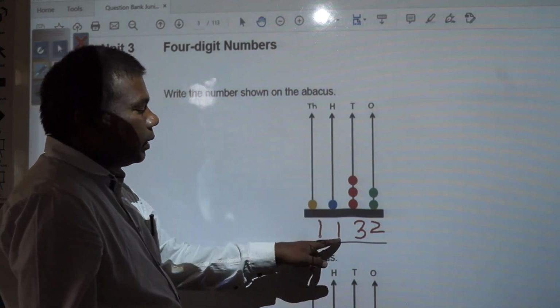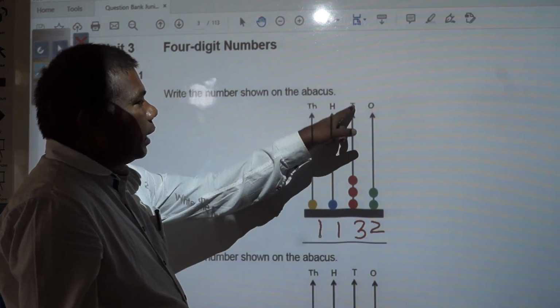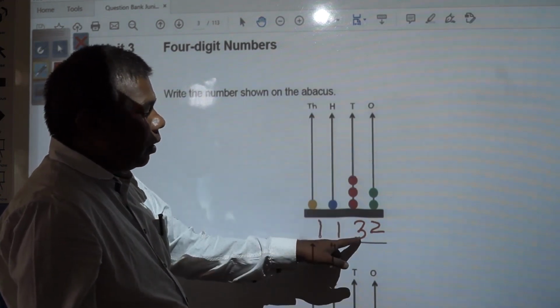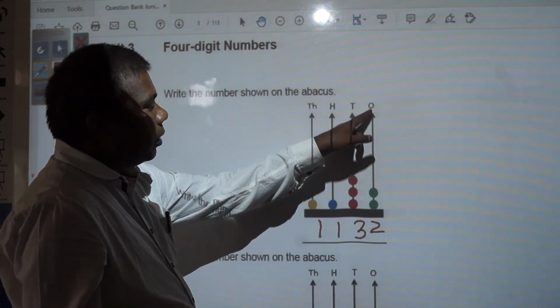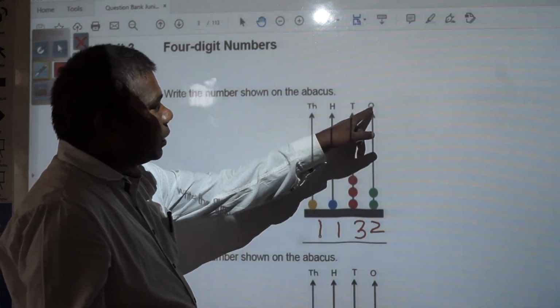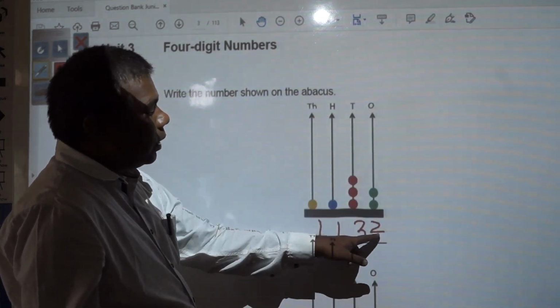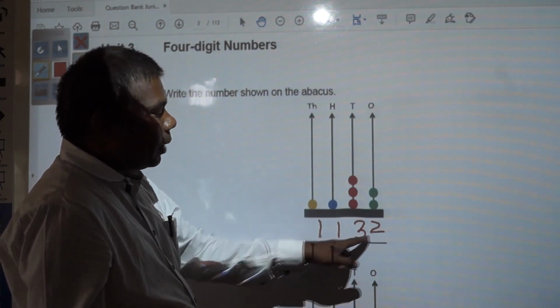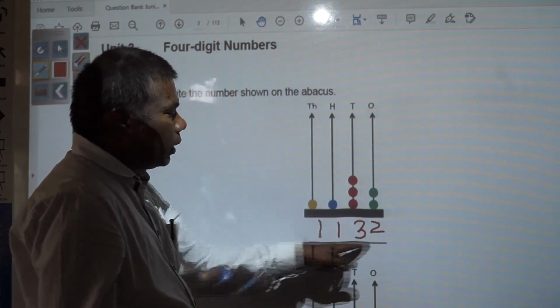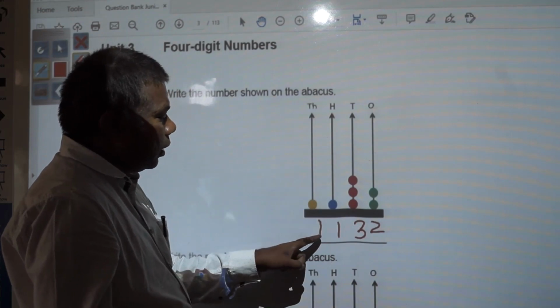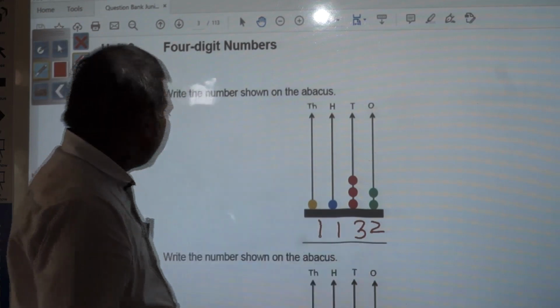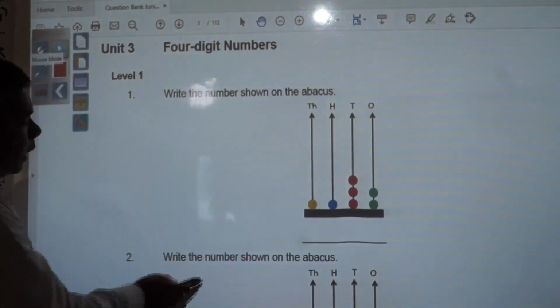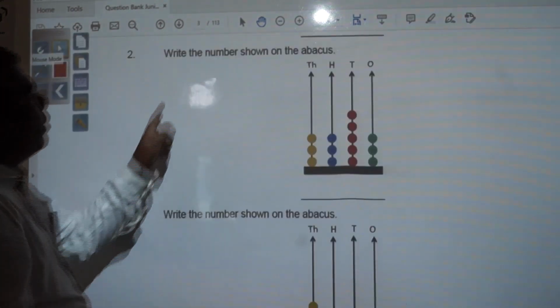Because this is in thousand place, so this is 1000. In hundred place it became 100. In tens place this 3, the place value of 3 became 30, and in ones place you have 2. So place value of 2 is 2 itself. So it became 32. So finally your 4-digit number is 1132. Okay.